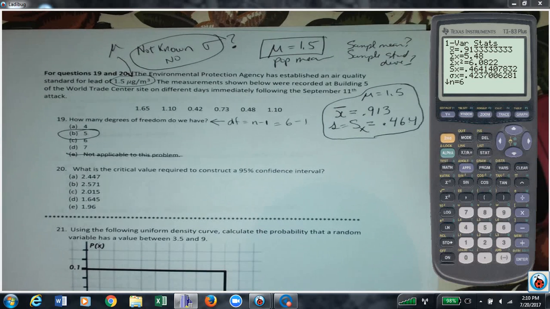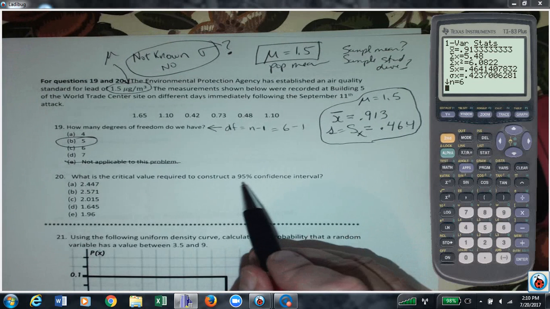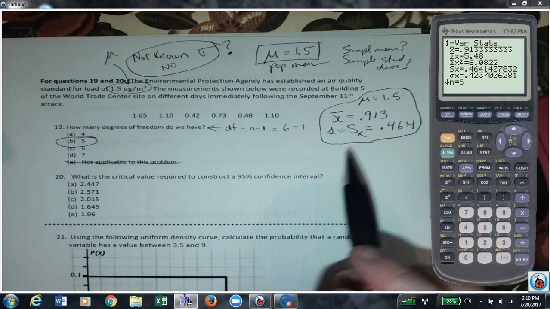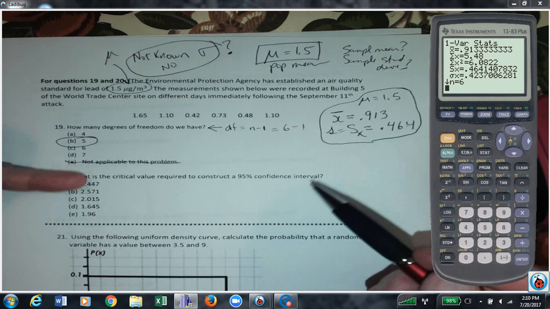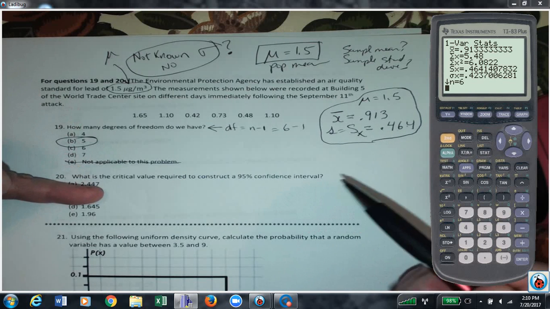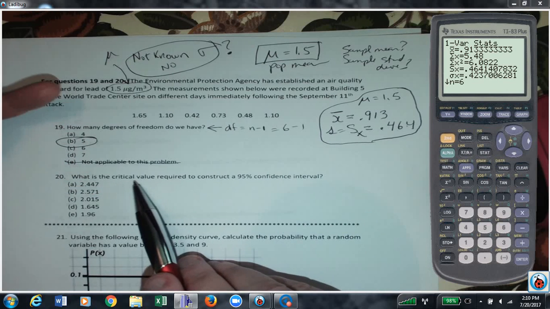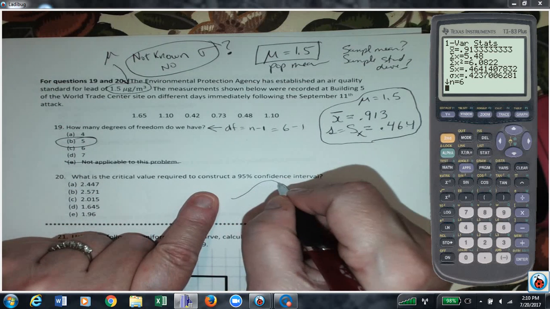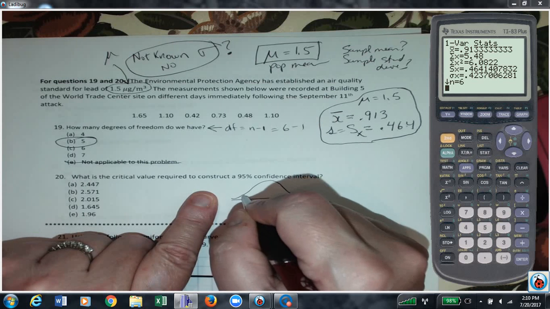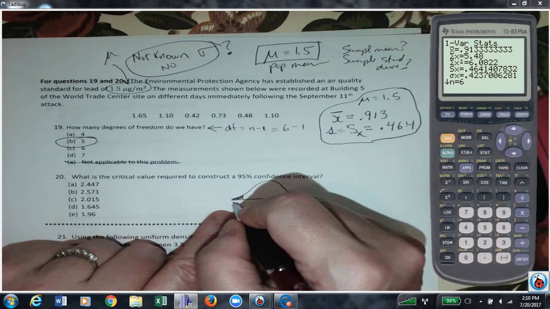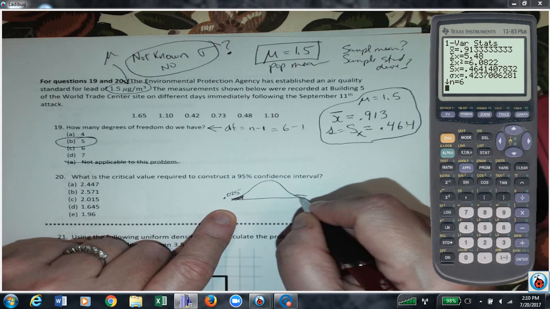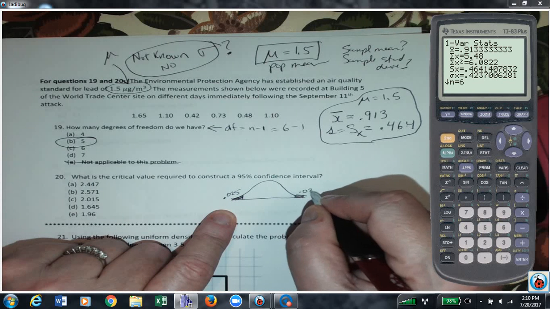Okay, so what is the critical value required to construct a 95% confidence interval? I would have needed all of this information if I wanted to go on and construct the confidence interval. What's the critical value required to construct a 95% confidence interval? Okay, so I'm going to have 0.025 here, 0.025 there.